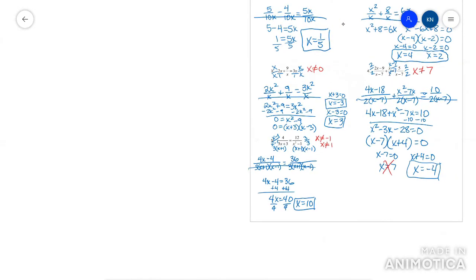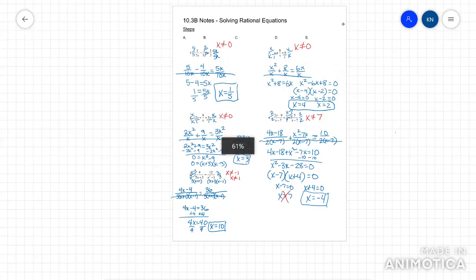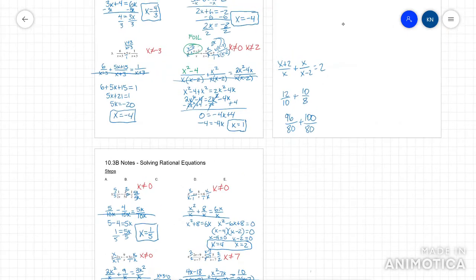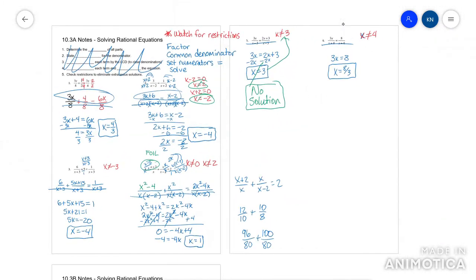All right, so that is how you solve a rational function or a rational equation. Make sure you're checking your restricted values. And yeah, just factor it, get that common denominator, ignore the denominator and set the numerators equal to each other, then go solve. Hope this video helped.